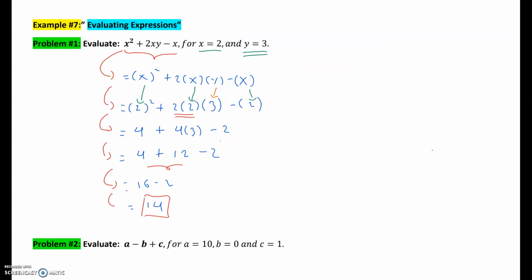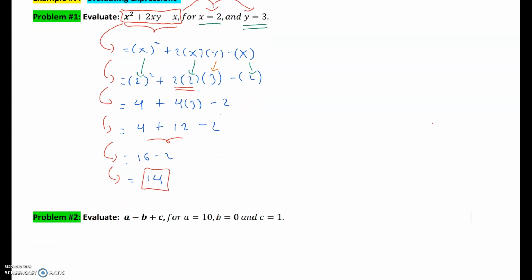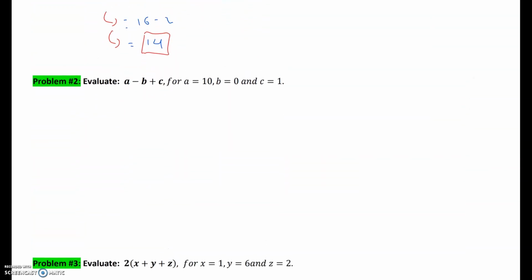What we're doing here is saying that this expression for these given values happens to equal the value of 14. So that's the basic idea. What's important here is that we put parentheses so that we make sure that we plug in the correct value where it belongs. Let's take a look at problem 2, and I'll do the same steps.